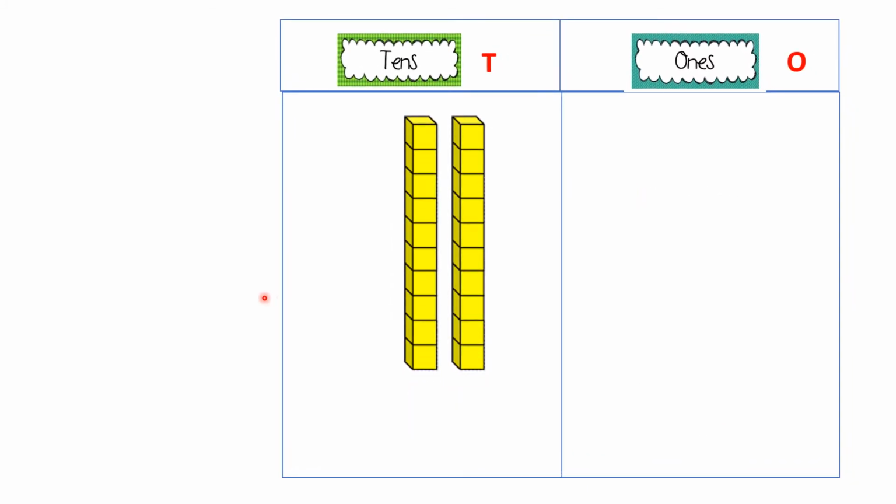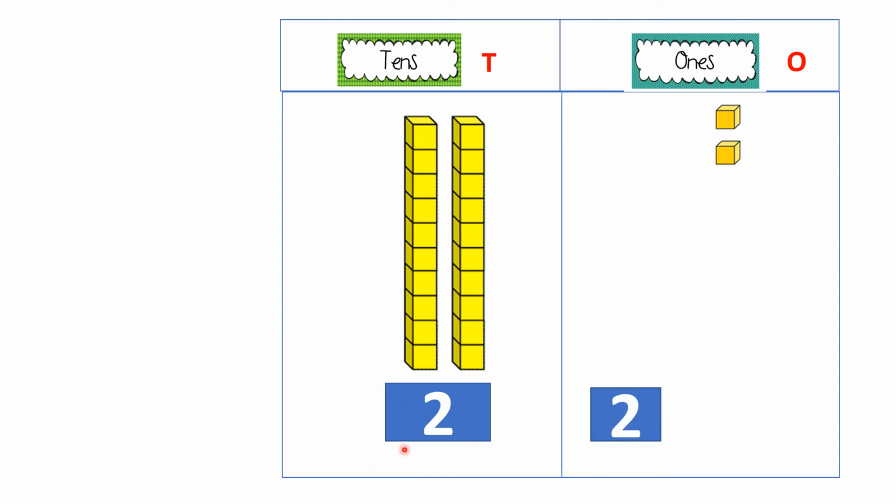See what comes after this 20. This is 2 tens and 1 ones, that is 21. 2 tens, 2 ones, 22. Next is 23, 24, 25, 26. 26 means it consists of 2 tens and 6 ones.